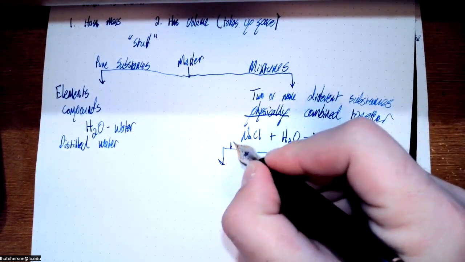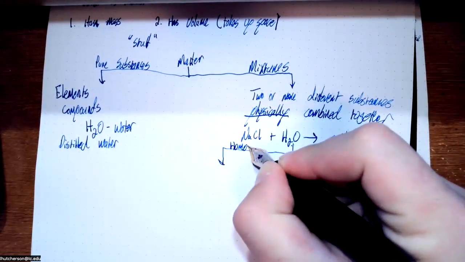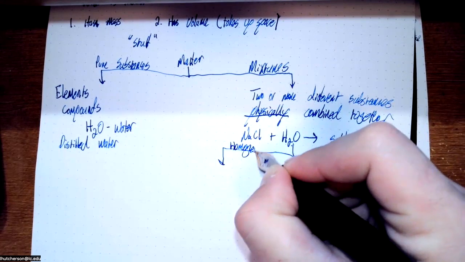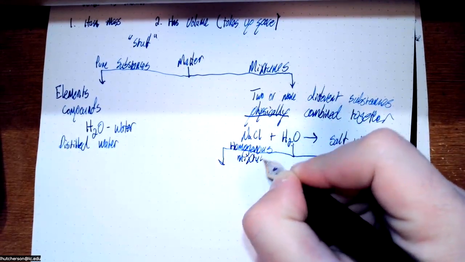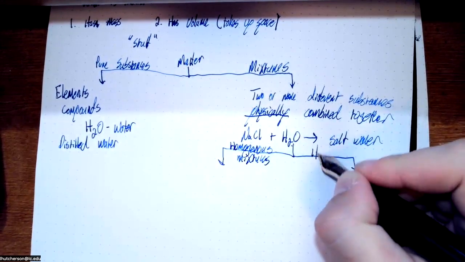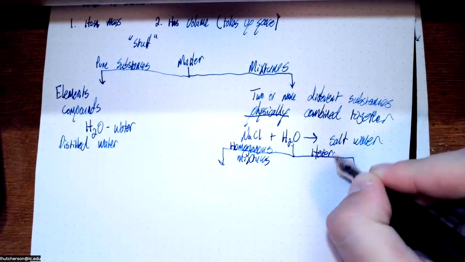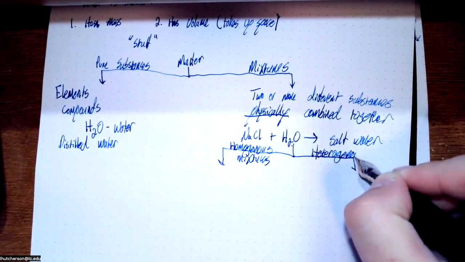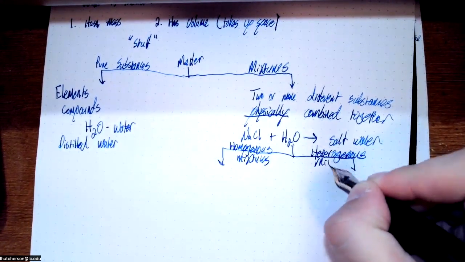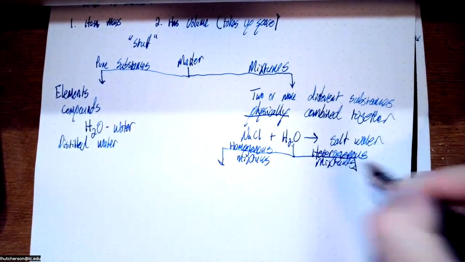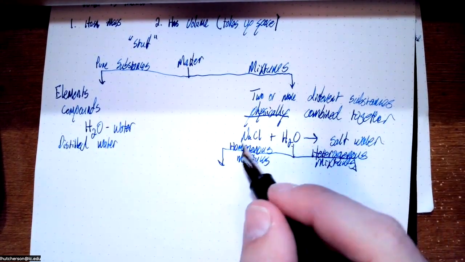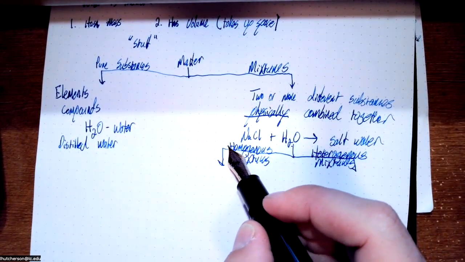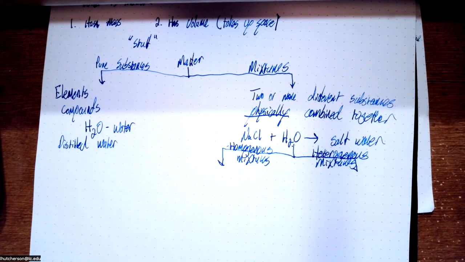We can have homogeneous mixtures, and we can have heterogeneous mixtures. Now, one thing I'm going to pause to do really quick here. We're going to learn a lot of words in this course.